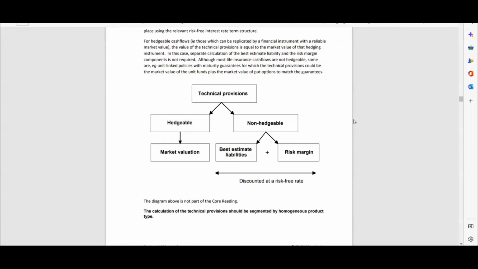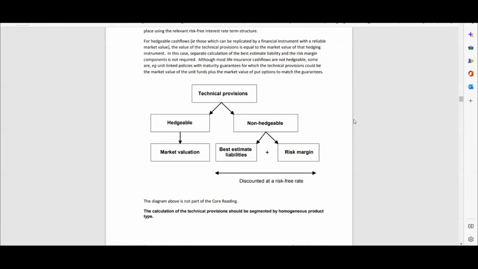But my question in discount rate part one was, what would happen if the liability is market consistent, right? There it was Solvency 1, and the liability was not market consistent. In this case, the liability is market consistent. So what happens when liability is market consistent?